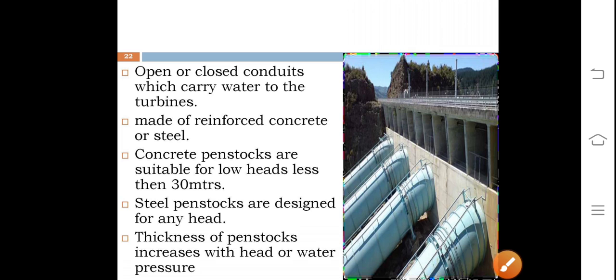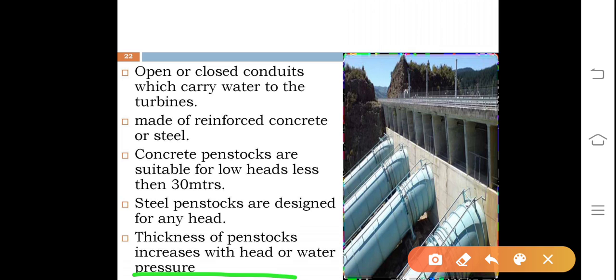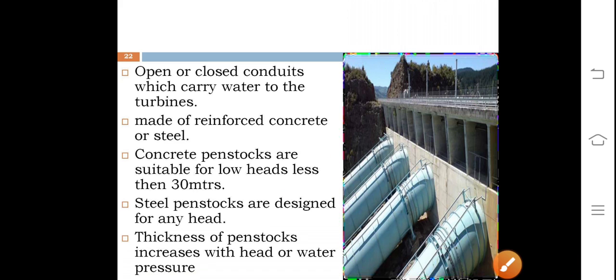The thickness of penstocks increases with the head of water pressure. So depending upon the water pressure which is developed due to the head of water, the thickness of the penstock is decided, right? It is a design part. So you can see the photograph also here.